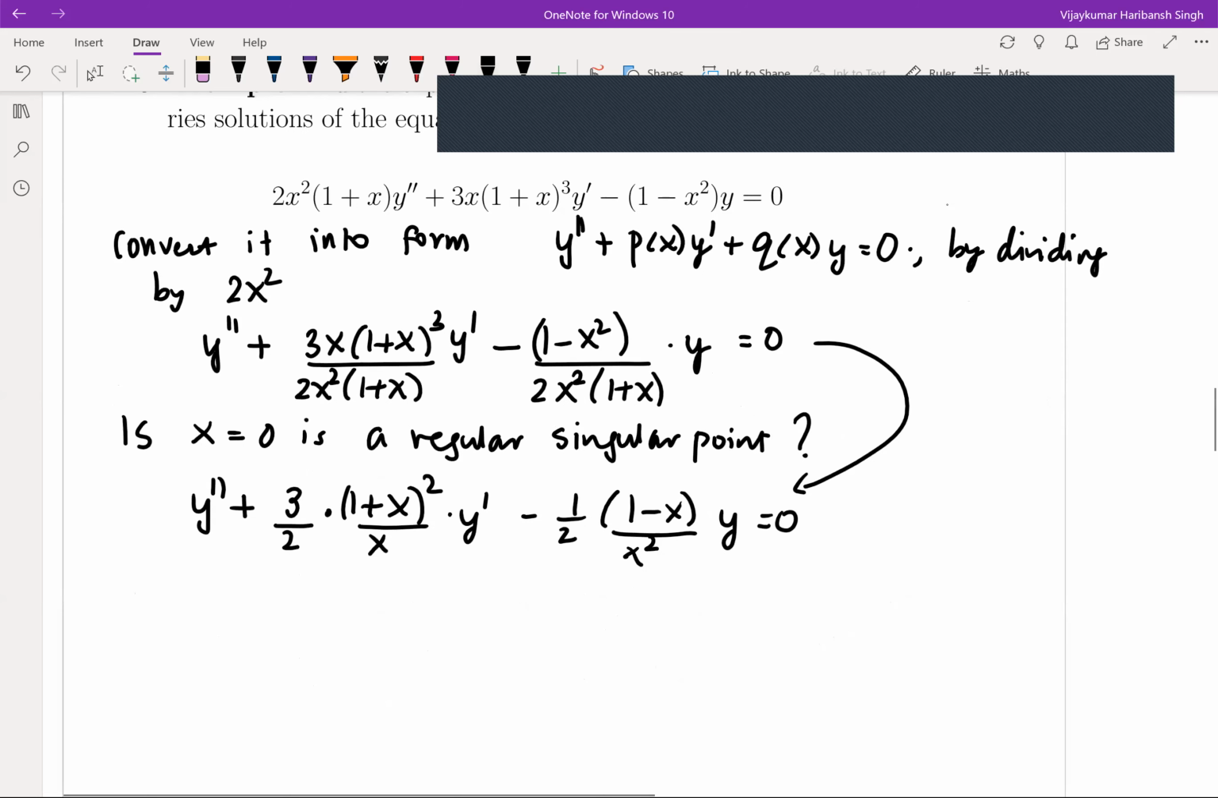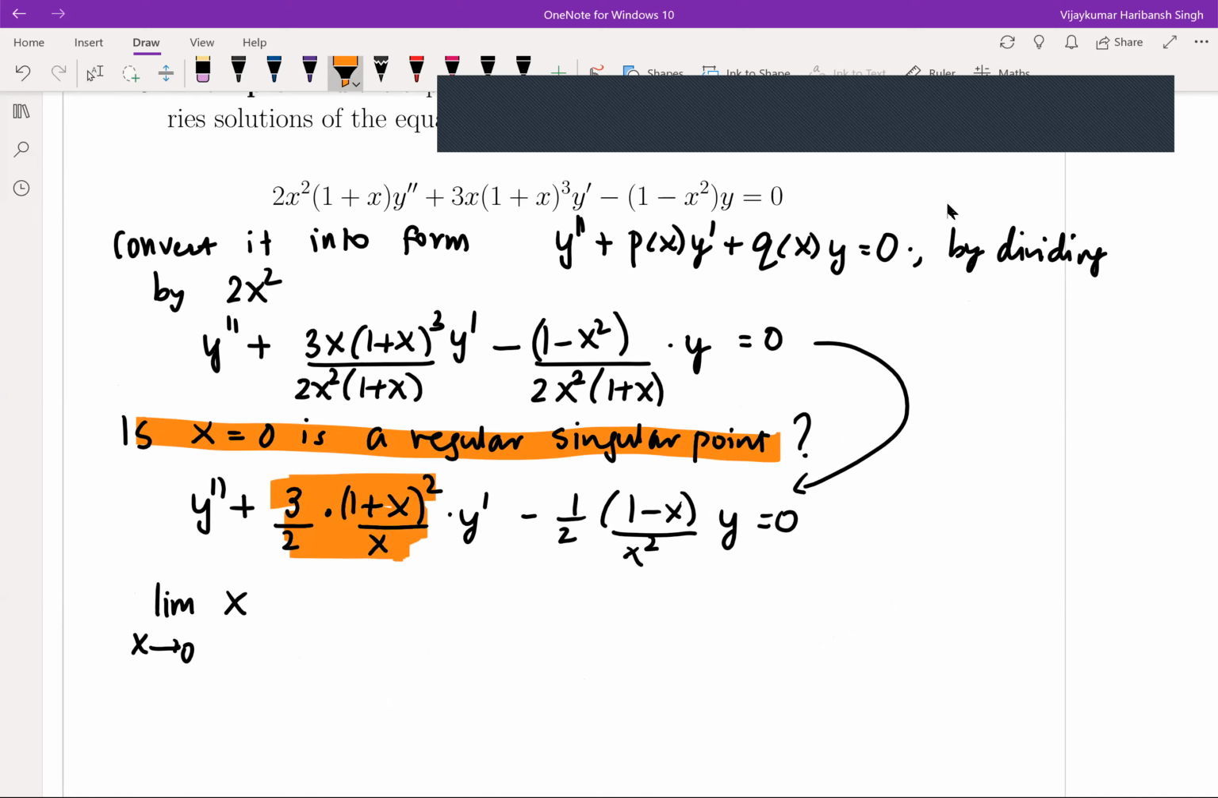So now, before I apply any of these techniques, I need to check that. For that, notice the following: this is your p(x), and this is your q(x). The limit as x goes to 0 of x p(x) is 3 by 2 times (1 plus x squared), which is going to be 3 by 2, which is finite, right?